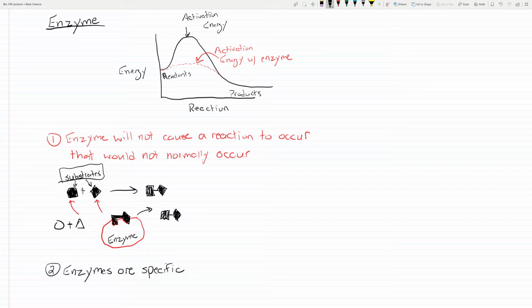Enzymes are very specific. Let's say an enzyme that you use all the time and are not aware of is one called amylase inside of your saliva. It is very specific for sugars, specific types of sugars like glucose and sucrose, and it'll break them down into their component parts, and it allows you to taste sweet.